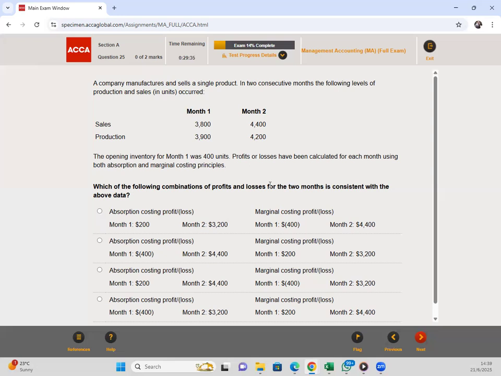So it means for month two, marginal costing should report a higher profit. So month one is absorption costing reporting a higher profit. Then month two, it is marginal. So for month one, absorption costing has a higher profit. Month two, marginal costing has a higher profit.